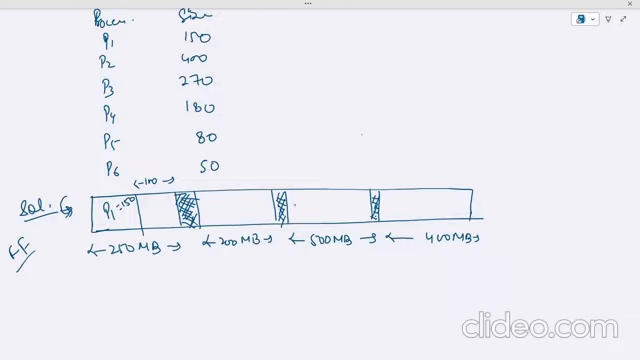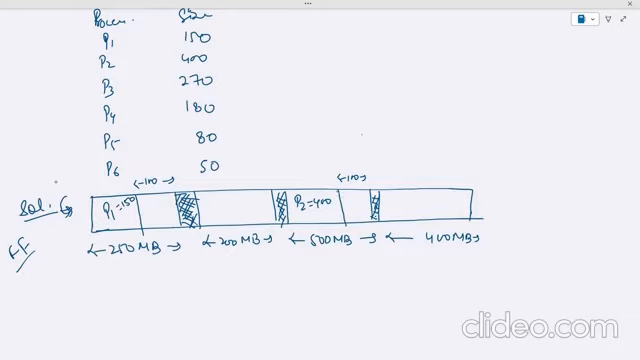So in first fit, if a process gets a space, it takes that space. So P2 occupied 400 of space from this block, and the space left is 100. P2 could fit in the last block as well, but whichever space comes first, the process gets that space. So in the third block, P2 occupied space.